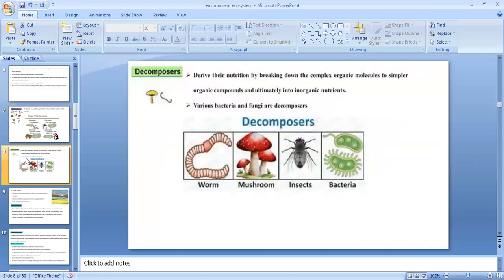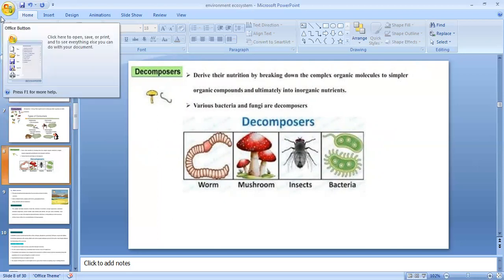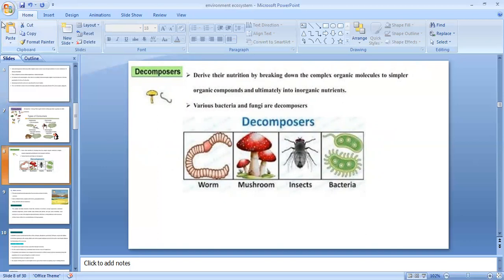Decomposers derive their nutrition by breaking down the complex organic molecules to simpler organic compounds and ultimately into inorganic nutrients. Various bacteria and fungi are decomposers. Decomposers: worm, mushroom, insect, and bacteria.